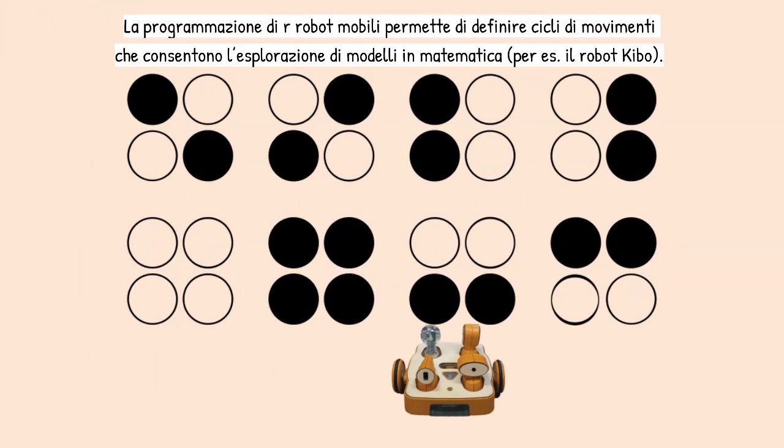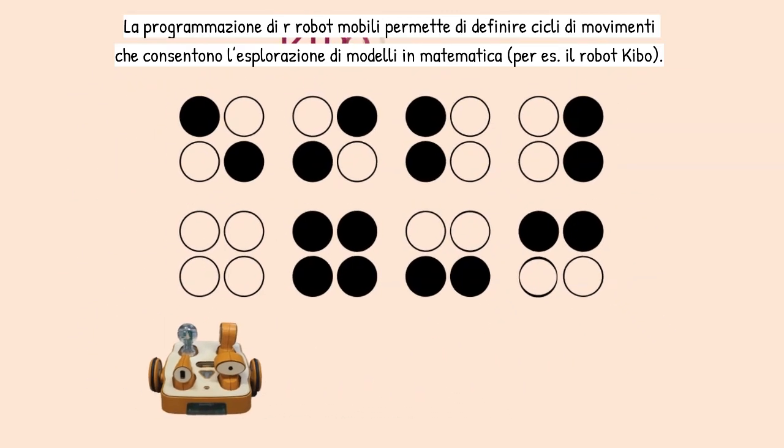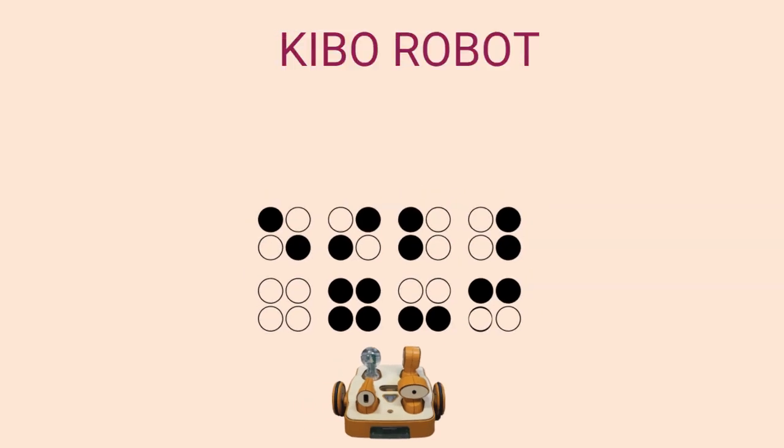There are other ground robots that include the possibility to define cycles of movements, enabling the exploration of patterns in mathematics, such as the Kibo robot.